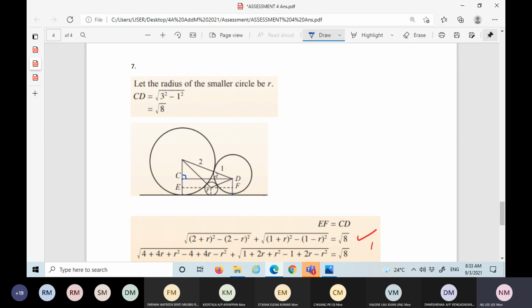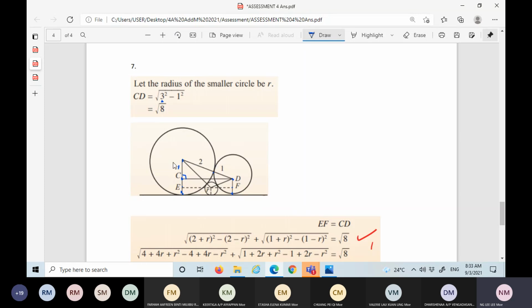Here is the sum of the two radii. So 2 plus 1, so here is 3. And then how do you get 1 here? It's because from here to here the radius is 2 for the bigger circle, and then here to here the same thing. This is 1, the radius for the smaller circle. So 2 minus 1, therefore here is 1. This one is very important.